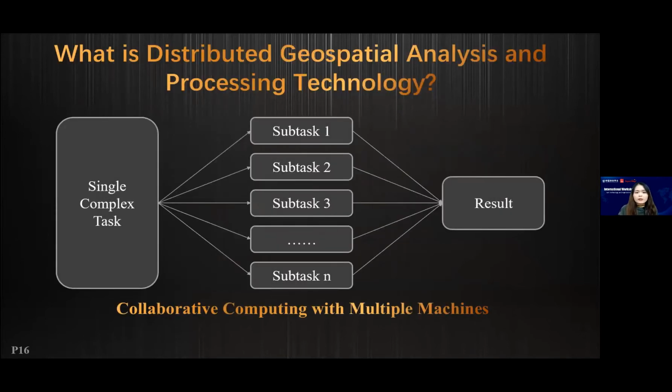What is distributed geospatial analysis and processing? We split those single complex tasks into multiple subtasks and do collaborative computing with multiple machines. Just imagine multiple machines working at the same time will be much faster than a single machine.